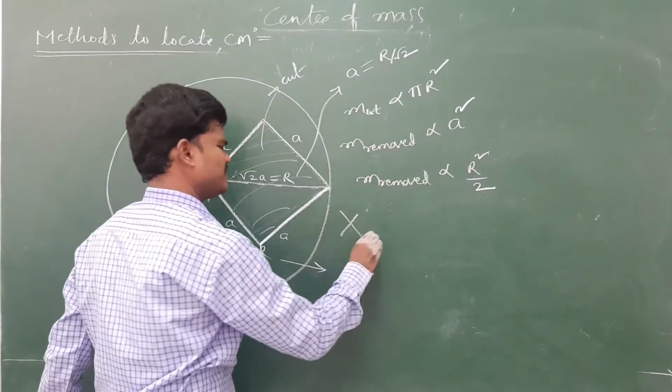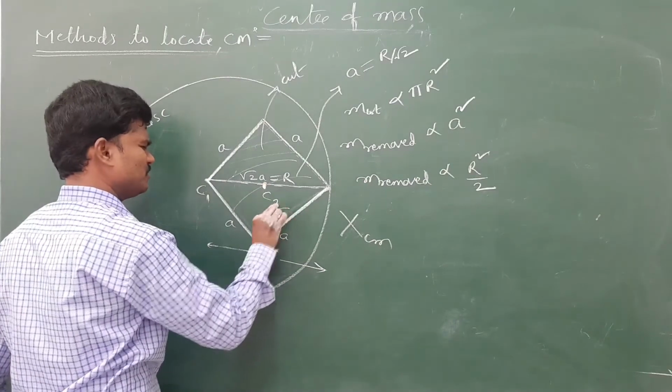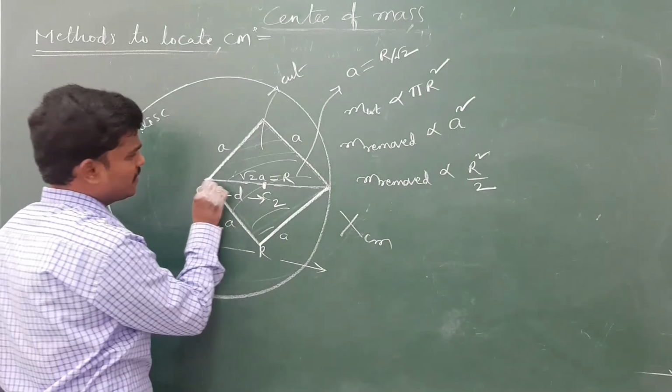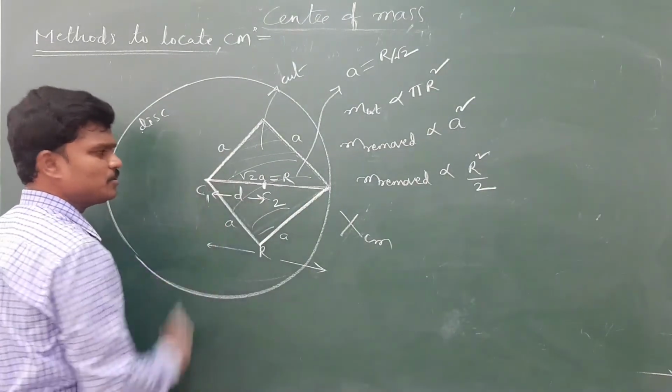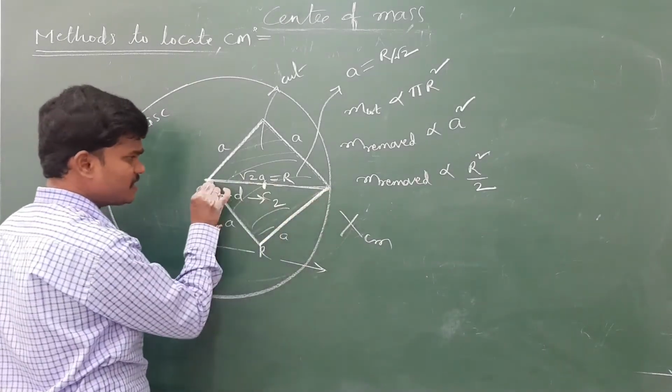Now the shift in center of mass. Let us find the distance between the two centers. See, this is C2 and this is D. What is D here? Here to here is R, and this is R by 2. So D is R by 2. From here to here is R, and D is R by 2.